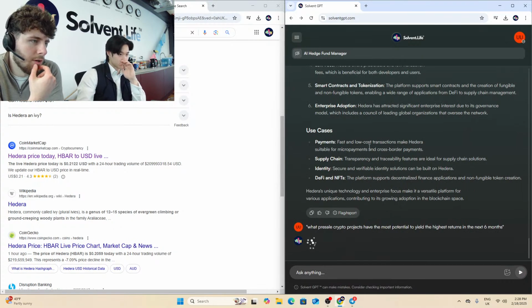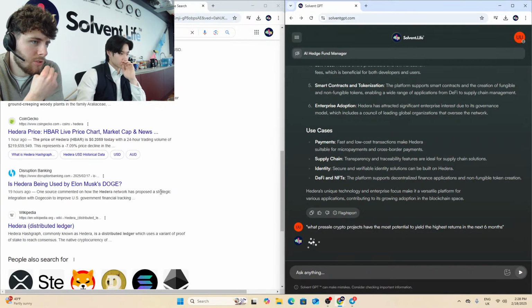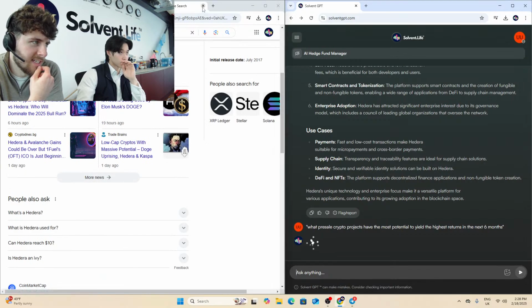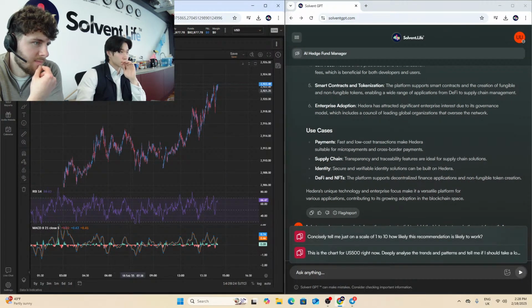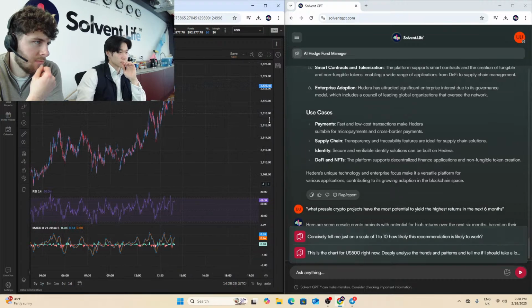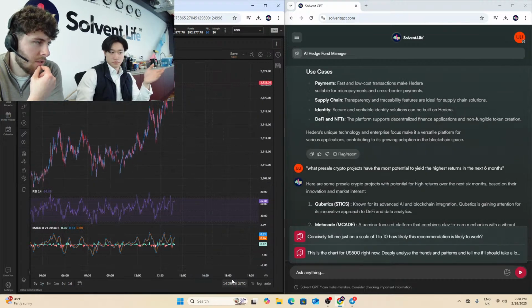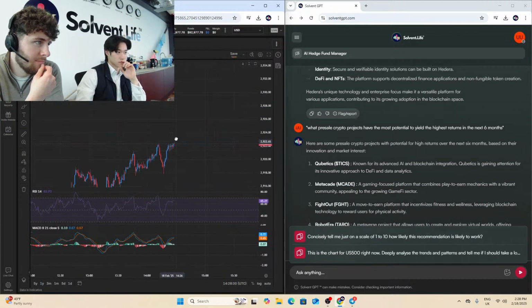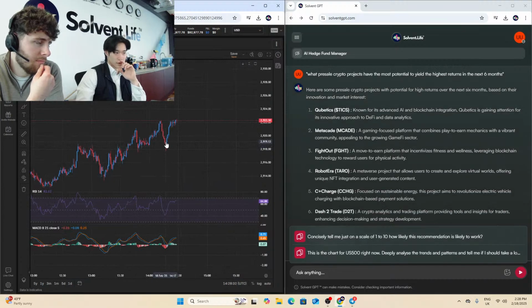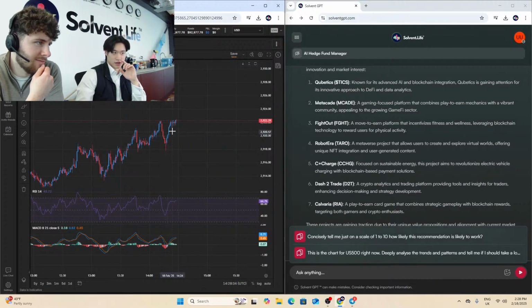What pre-sale crypto projects have the most potential to yield the highest returns in the next 6 months? Fantastic. So gold, climbing.